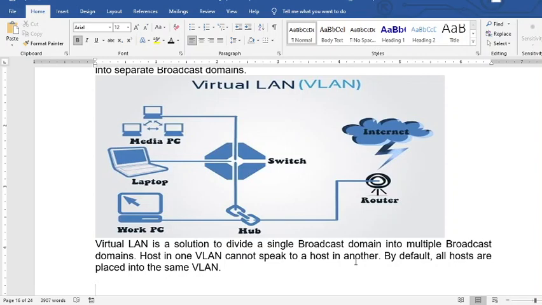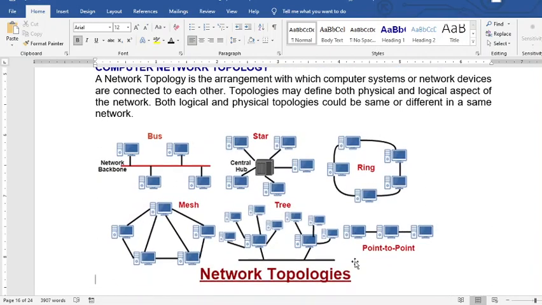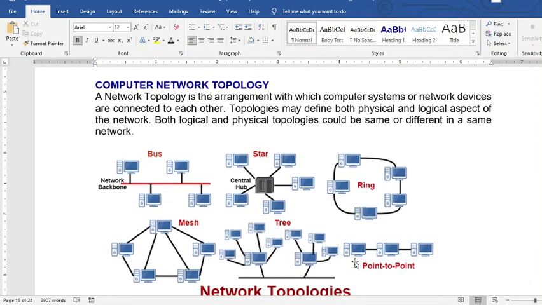Hosts in one VLAN can speak to the hosts in another. By default, all hosts are placed in the same VLAN. So let's go to the topology. Here's the most interesting part. The most common is actually 5. Okay, let's try to redefine them.